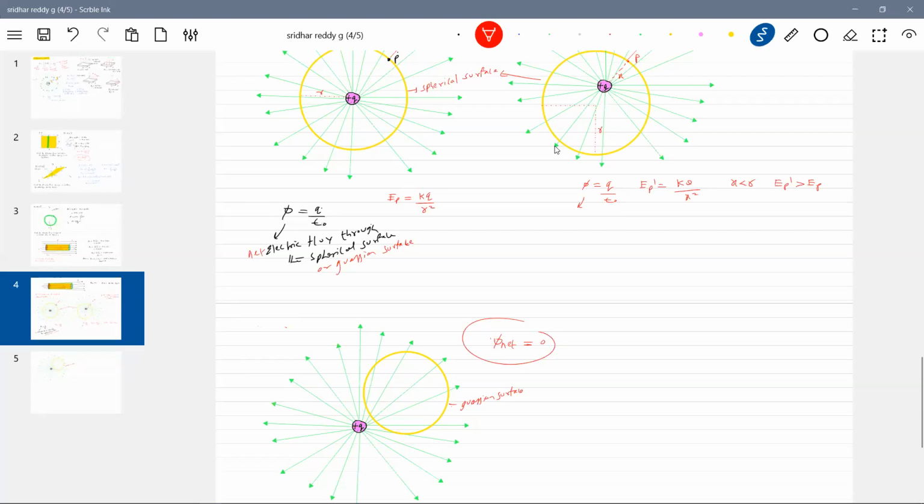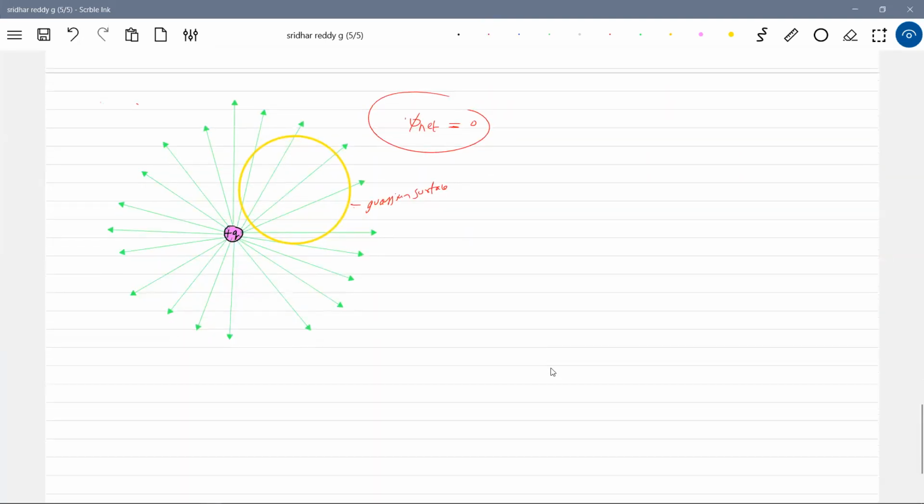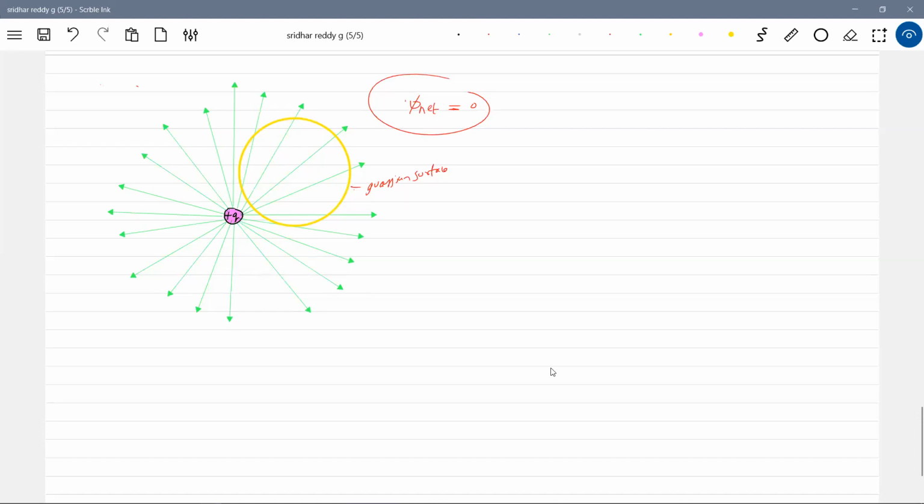So now I'll change the surface from a Gaussian spherical surface to any arbitrary shape. Then also, irrespective of that, how many lines of force are entering? Those many are leaving. Look at this part. I'll magnify it and come to only the third diagram. You can see clearly: 5 are entering, 5 are leaving. So net flux will be 0.